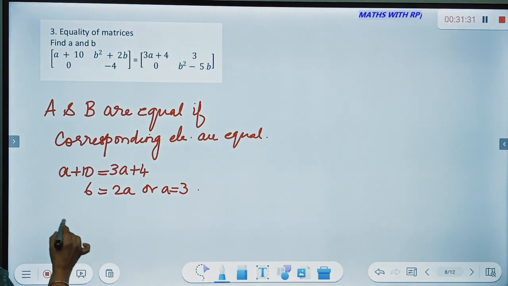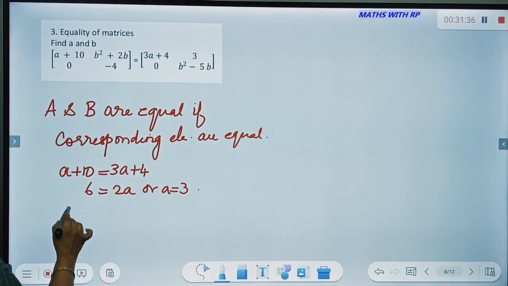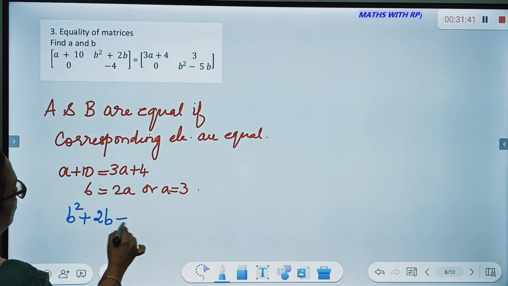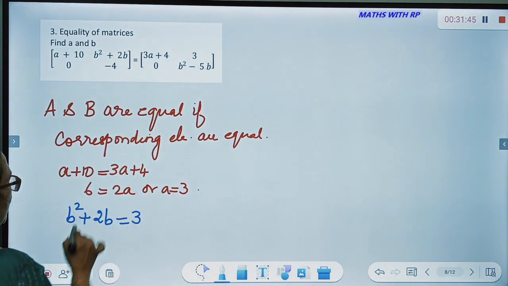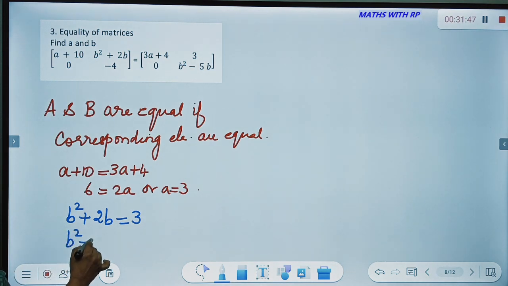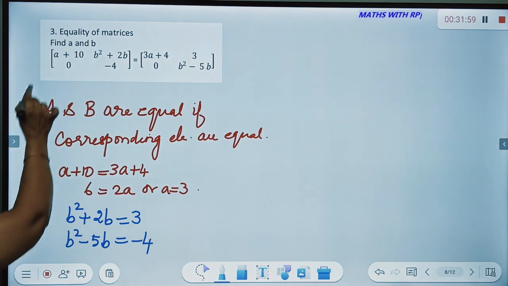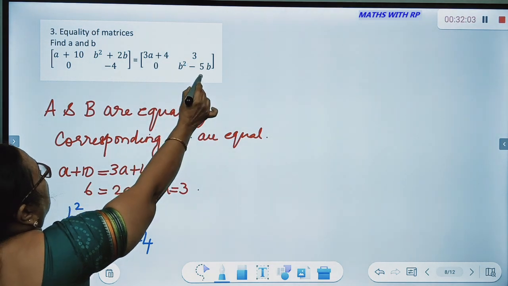Then what is B square plus 2B equal to? B square plus 2B is equal to 3. And then you have B square minus 5B equal to minus 4. So that is what you should understand. Whenever two matrices are equal, corresponding elements are equal. So I have equated A plus 10 with 3A plus 4, B square plus 2B with 3.